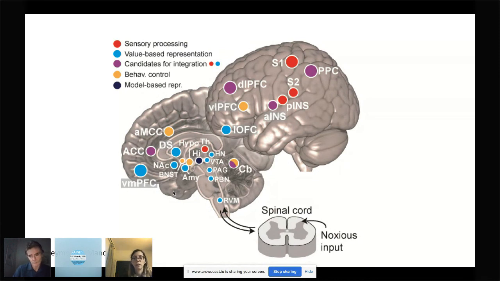So to go more in depth to understand more the computational basis of that multivariate pain code that was shown by Lauren before. So this is the approach we're taking in my group.